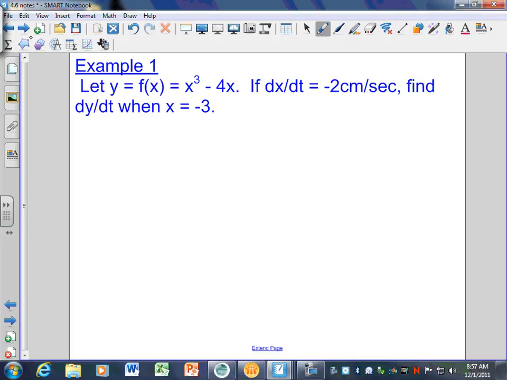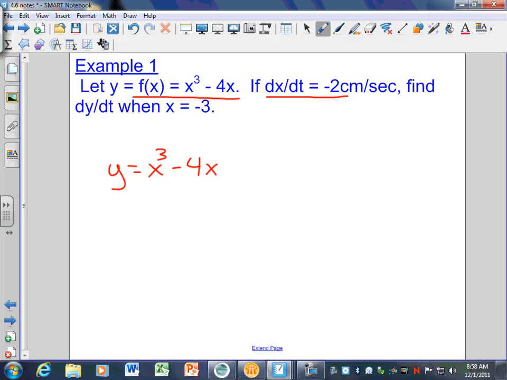Okay, so this is not a story problem, but they are going to have us use related rates because we're going to find dy over dt with respect to time. So they give you the function. The nice part is you don't have to write an equation using area or volume. And they also give you dx over dt, and they want us to find dy over dt. If this were a story problem, our first step would be to find our equation, but they give it to us. So my equation is y equals x cubed minus 4x.